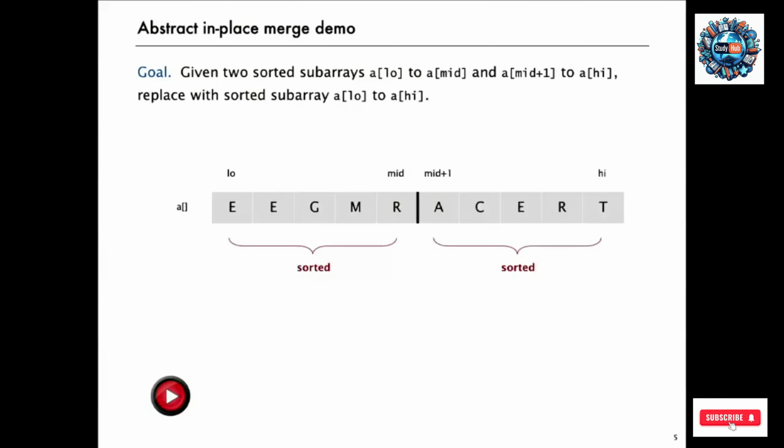So the idea of Mergesort is based on the idea of merging. To understand how merging works, we'll think about the idea of an abstract in-place merge. So we've got an array A, and its first half is sorted, and its second half is sorted. The computation we need to perform is to replace that with the sorted array where those two subhalves are merged together. Let's look at a demo.